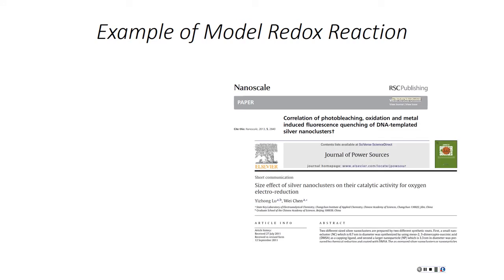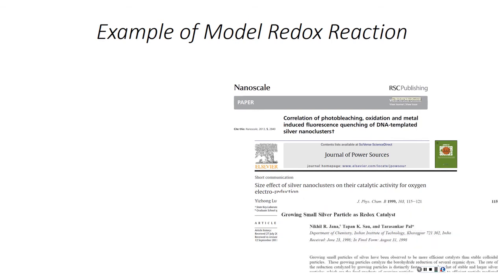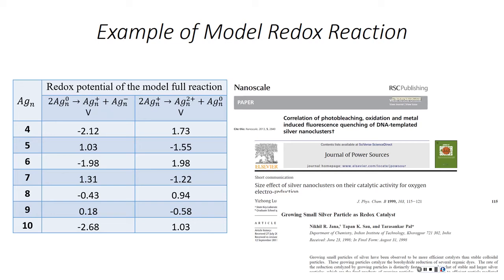One says that oxidation or bleaching can happen by increasing the oxidation of the silver cluster. Another says that the synthesized cluster grows by oxidation reactions: silver plus gives an electron and then forms a cluster. These kinds of things. So it's important to know the overall reaction.